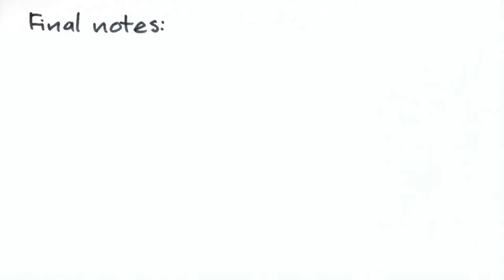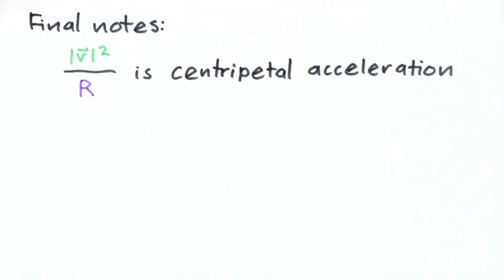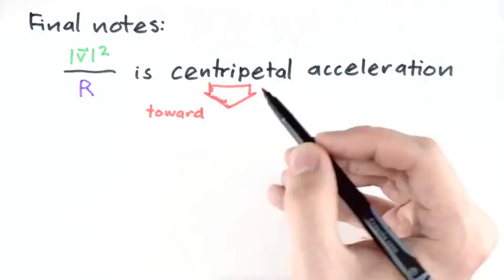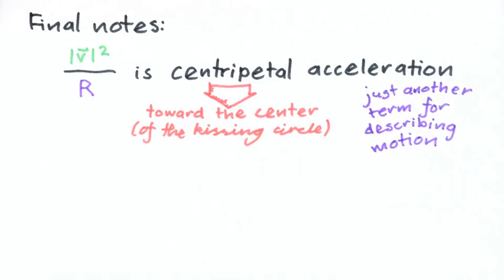A couple of final notes here. The quantity speed squared divided by r is sometimes called the centripetal acceleration, where centripetal just means pointing toward the center of the kissing circle. Now there's no new physics here, just new vocabulary. The centripetal acceleration is just another way to label the trajectory curviness effect that we observe.